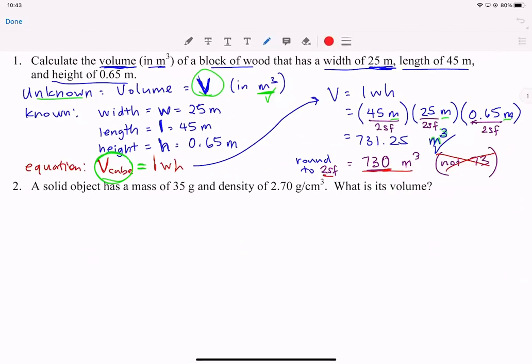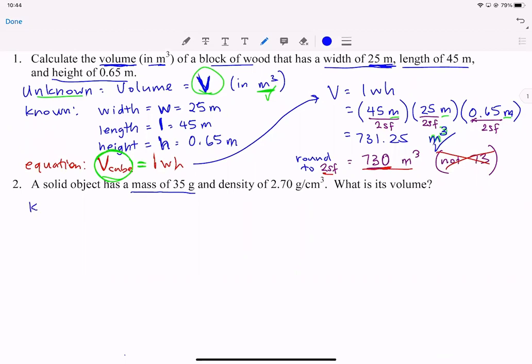So let's take a look at number 2, which is a solid object has a mass of 35 grams. Now, the first thing that pops out here is some known information. It's not asking you the question of the mass, it's telling you the mass. So the known information is the mass. And the word mass is not as useful as the letter symbol for mass, which is M. Now, M is used a lot.